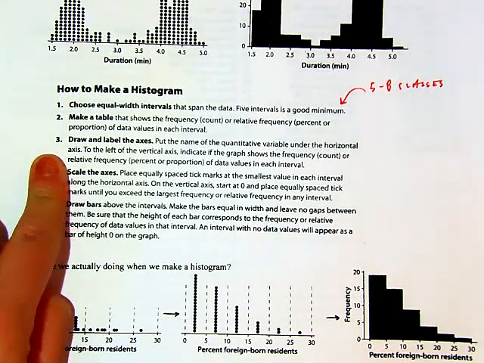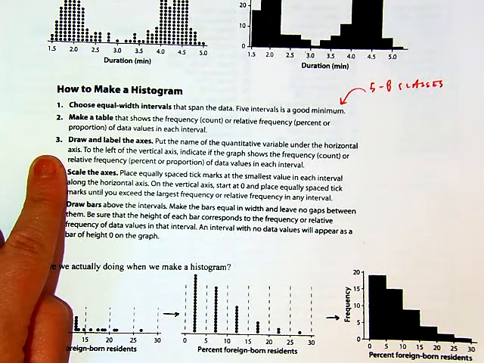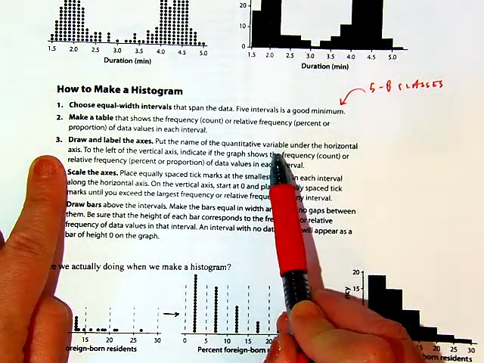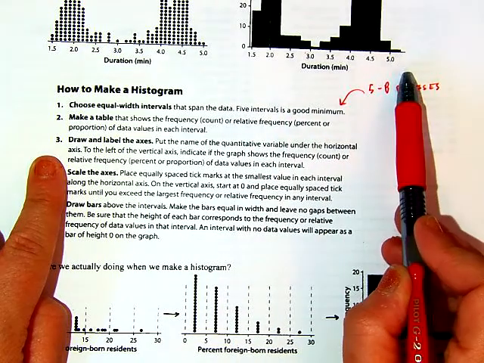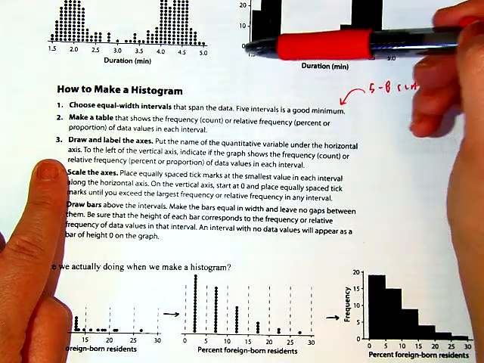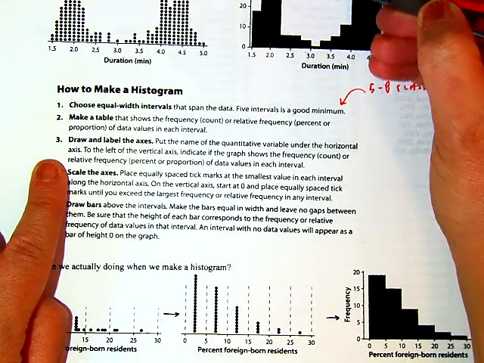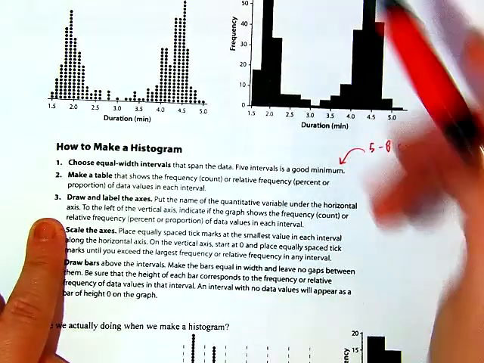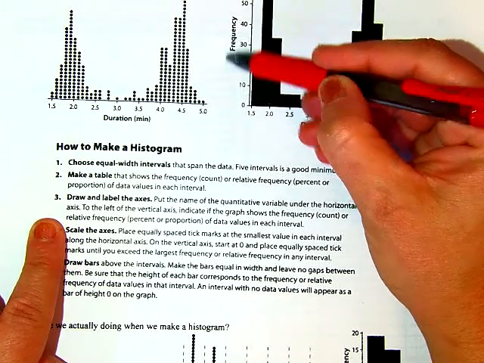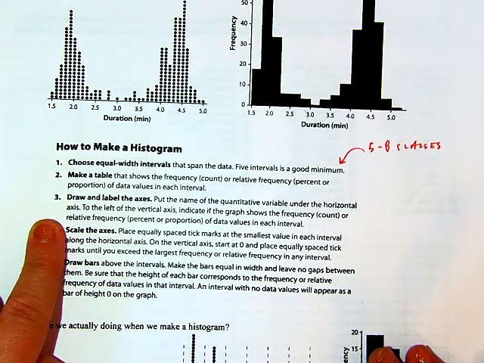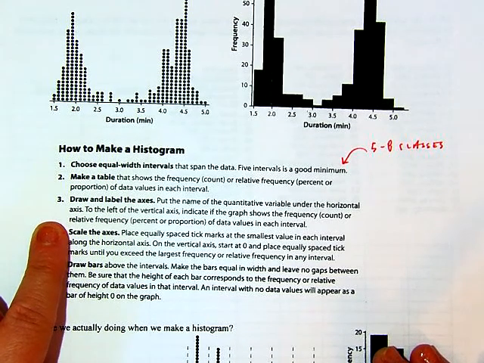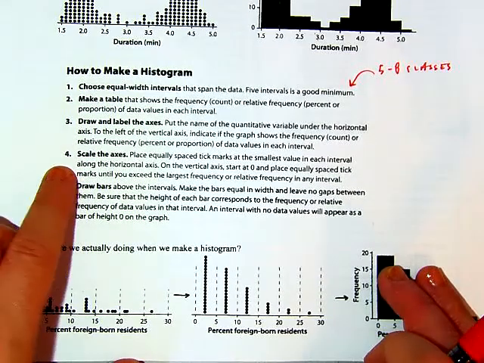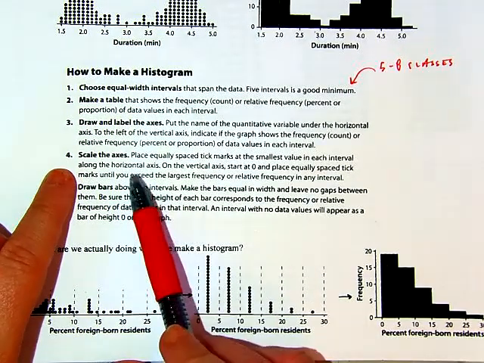We want to draw and label our axes. Our quantitative variable is under the horizontal axis. Here it was duration. And then the vertical axis, the y-axis, is the frequency. Let me slide that down for a second. The frequency or the relative frequency. The graph will actually look exactly the same, whether you're looking at frequency or relative frequency, if you have it using the same scale. All right, so then in 4, scale the axes.